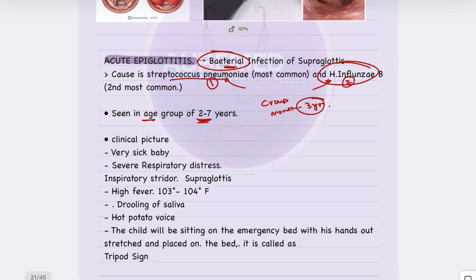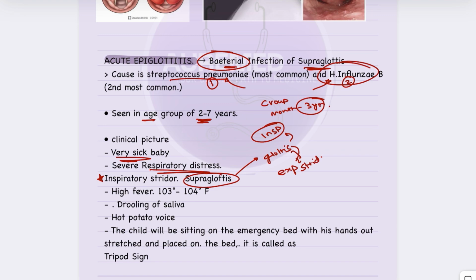Emergency condition. So here the patient or the baby will be very sick and will have respiratory distress. There will be difficulty in breathing, and there will be inspiratory stridor because of supraglottis involvement. Here the supraglottis is involved, and in croup it was the subglottis which was involved. Anything above the glottis will have inspiratory stridor. Anything below the glottis and at the glottis will have expiratory stridor.